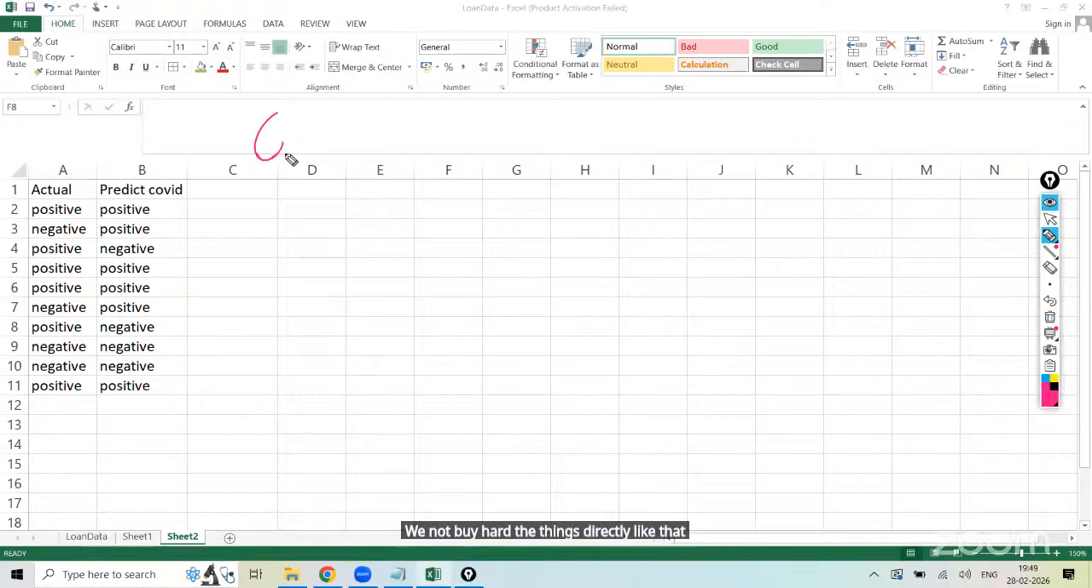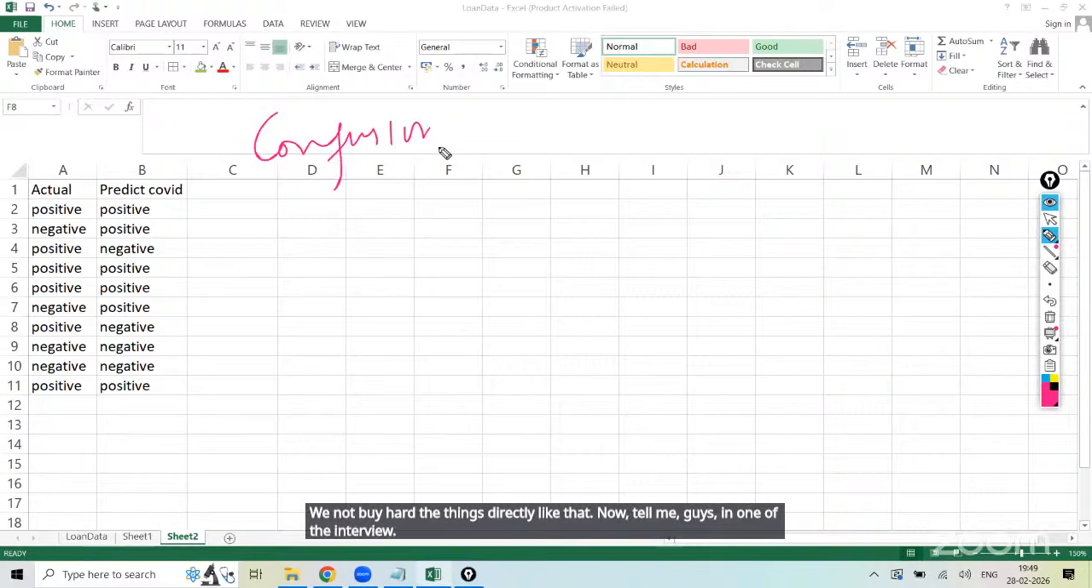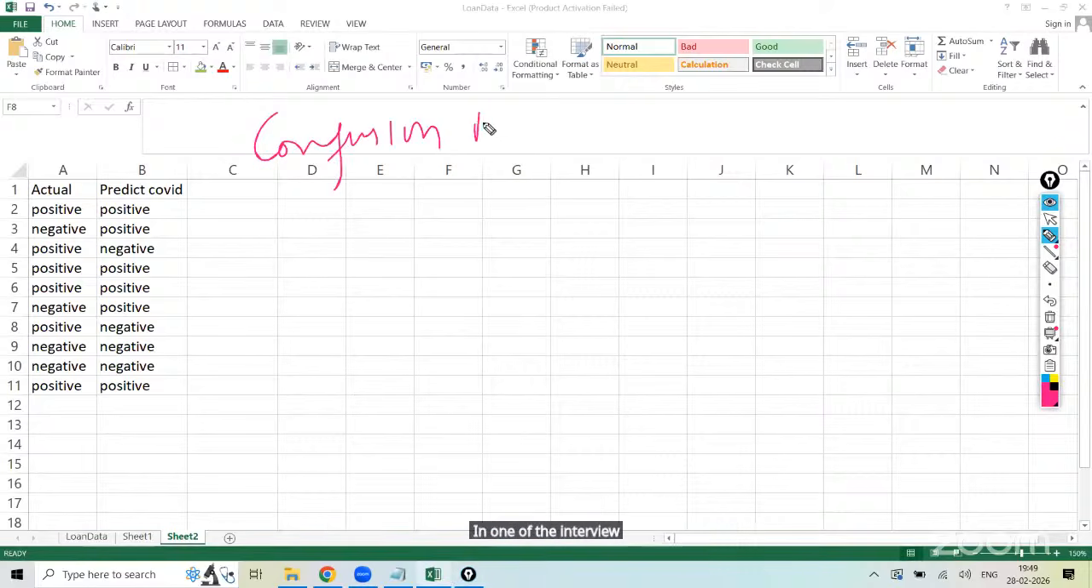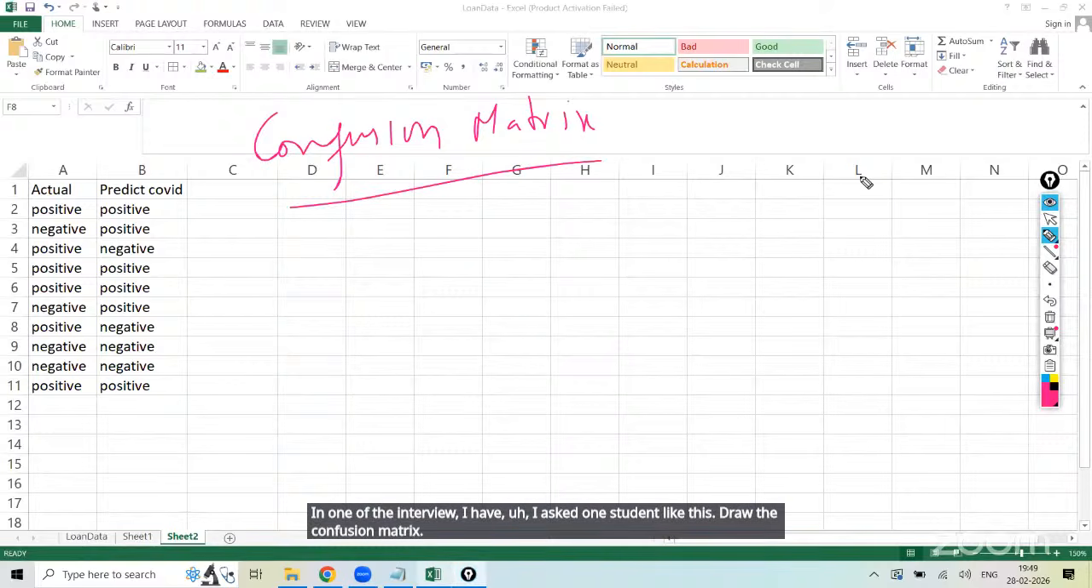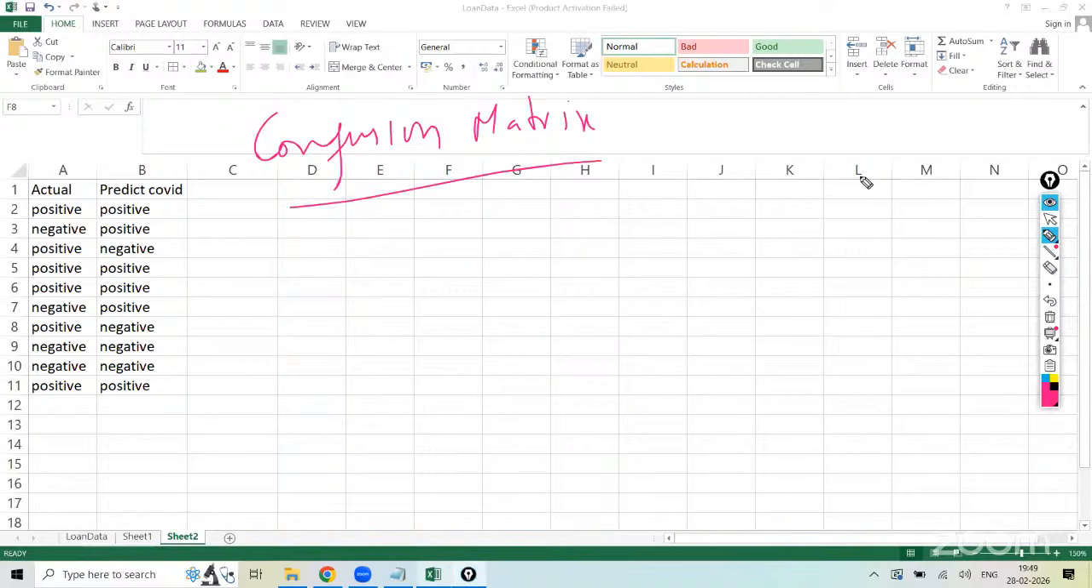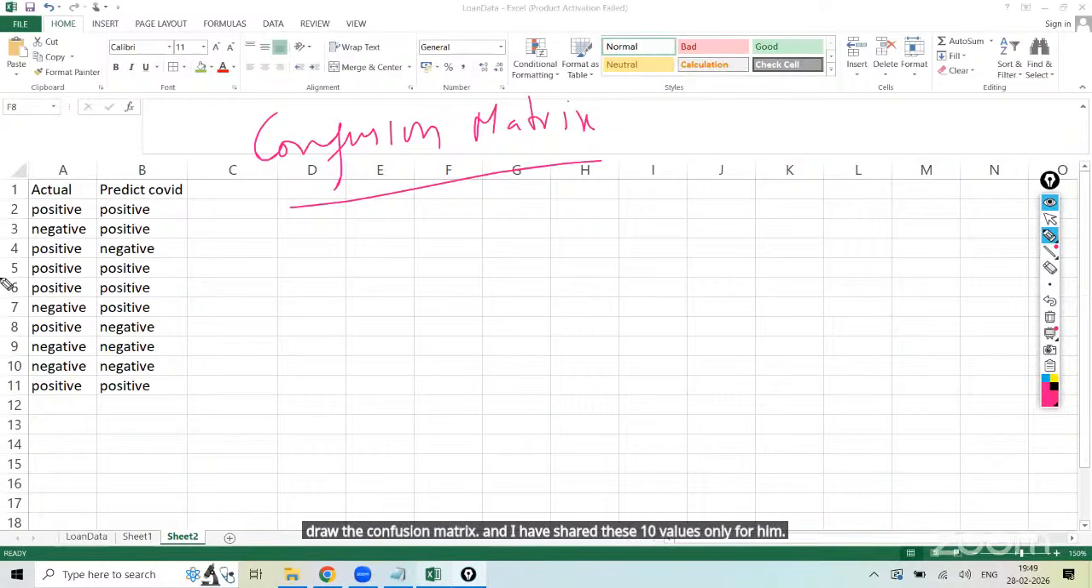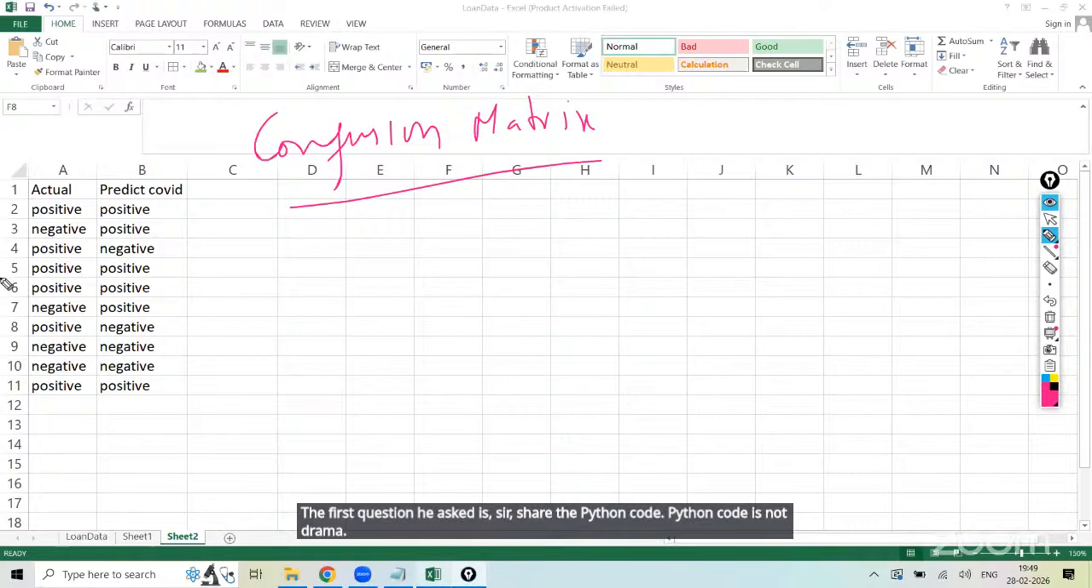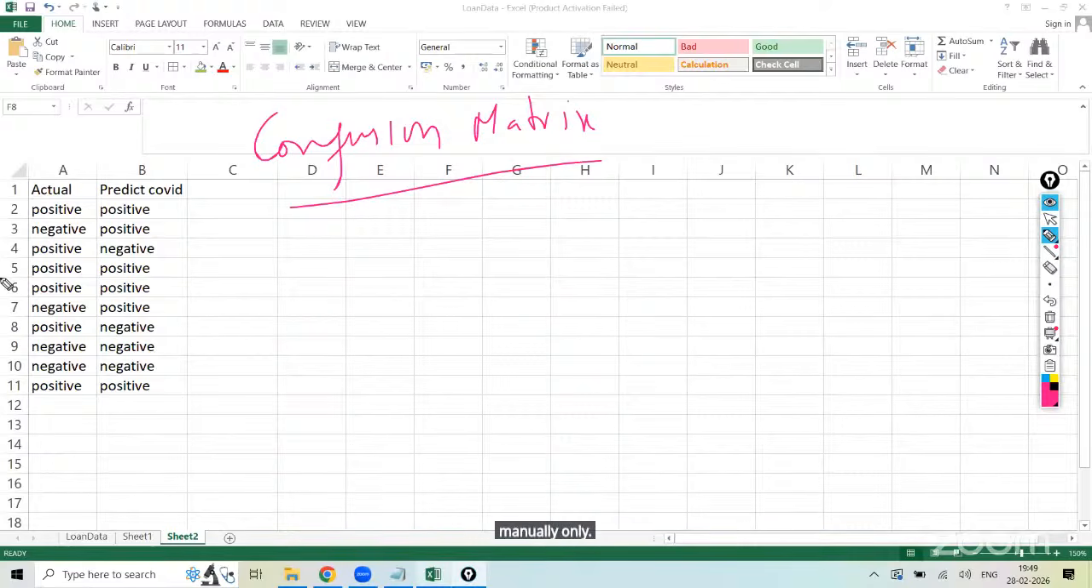Now tell me, guys, in one of the interviews, I asked one student like this: draw the confusion matrix, and I shared these 10 values only for him. The first question he asked is, sir, share the Python code. Python code is not there. Manually only. Human is there, paper, pen, brain is there. Can you apply the confusion matrix or not?